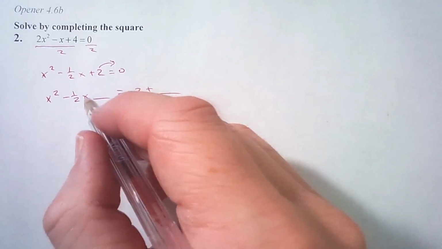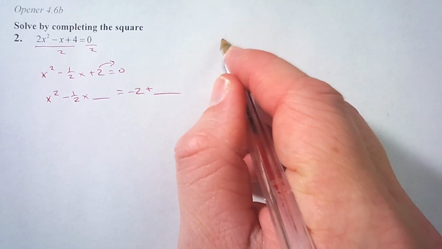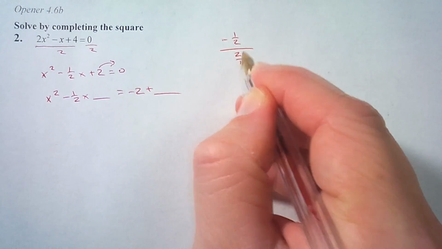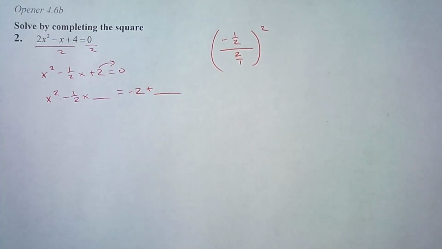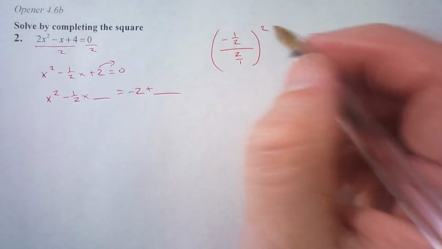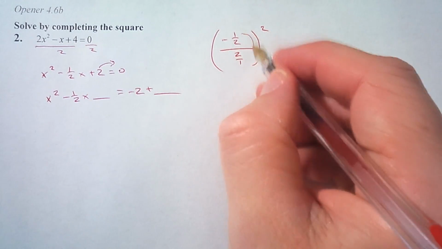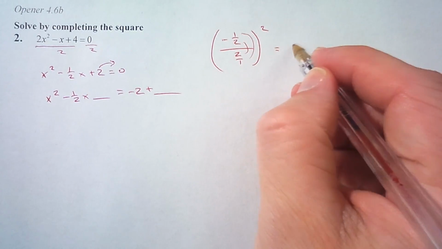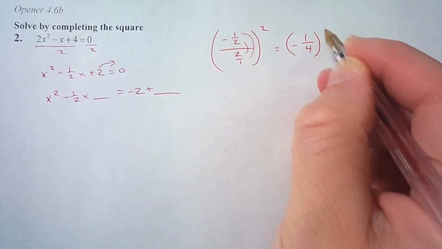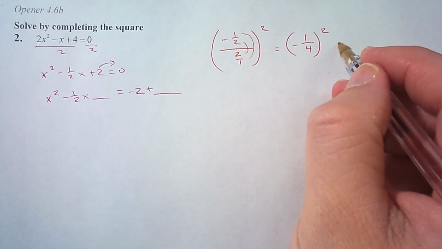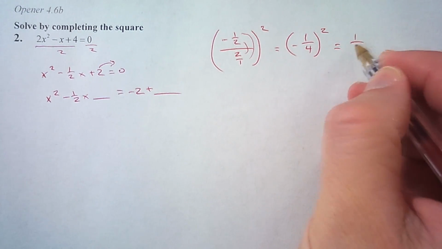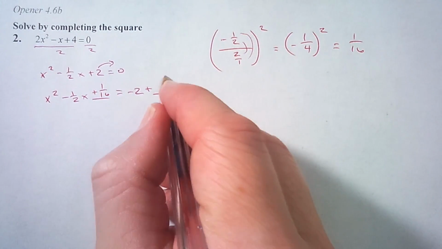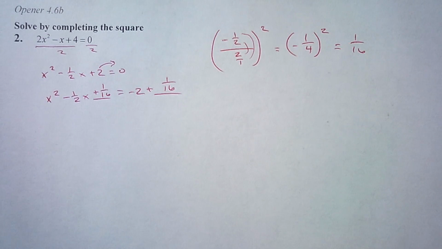Okay, so for our new c, we take b, which is negative 1/2, divide it by 2, and square it. So we're doing half of b squared. Okay, so I'll get 1 over 4, and that's a negative. So it's negative 1/4 squared. And that is positive 1 over 16. So I'm adding 1/16 to both sides.